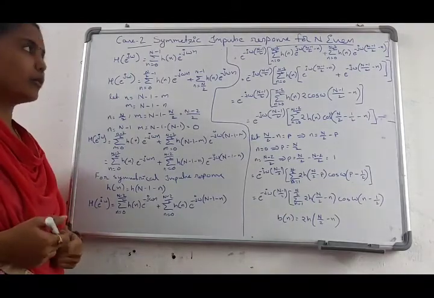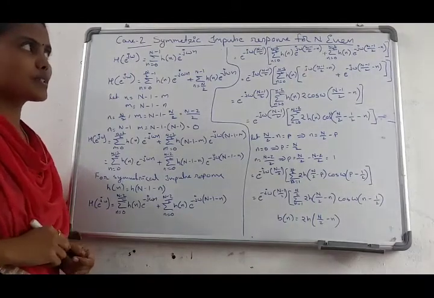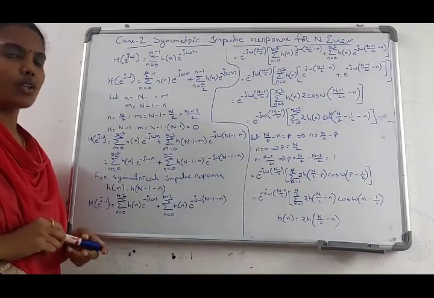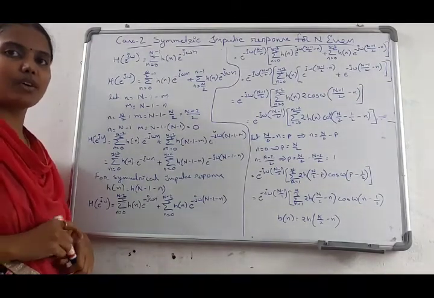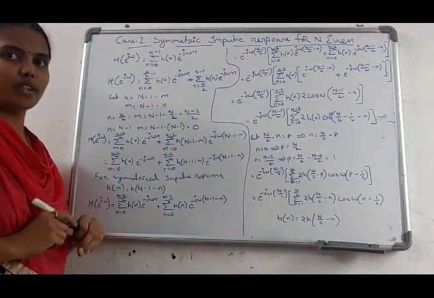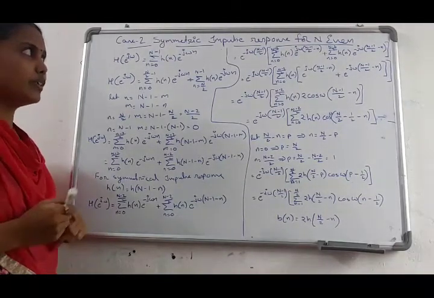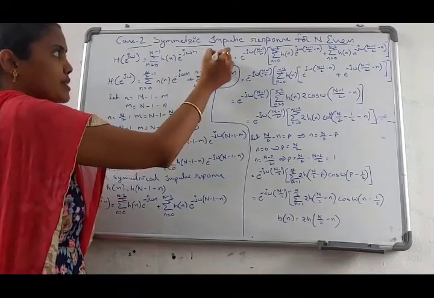Now I am going to explain case 2, that is symmetrical impulse response for N is even. Last class we discussed symmetrical impulse response when N is odd, so N is equal to 7. This is for even. You have to consider N is equal to 6.